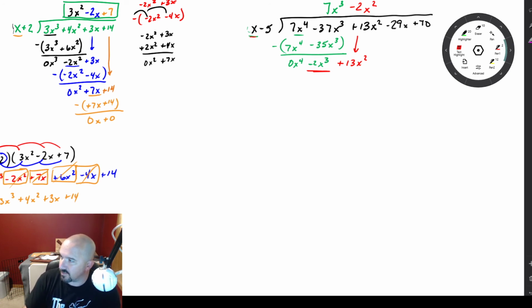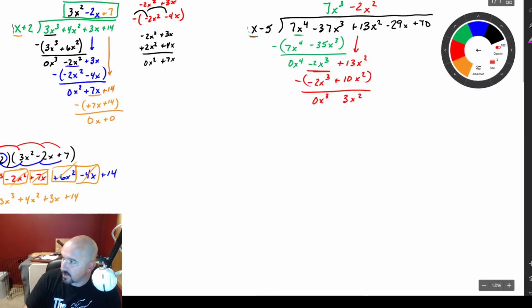Once I've gotten my guess here, then I go ahead and I distribute that back through. This is going to give me a negative 2x cubed, and then a positive 10x squared. Remember that I'm distributing through this divisor and bringing it down. So now, negative 2 minus negative 2 is 0, x cubed. 13 minus 10 is 3x squared. We'll go blue. Bring down that negative 29x, negative 29x.